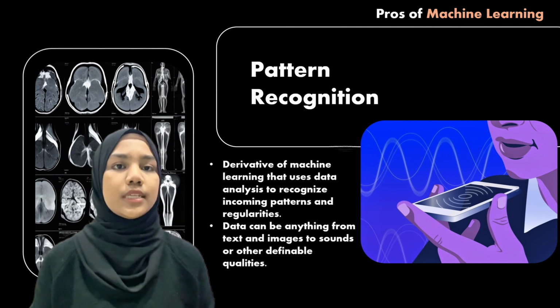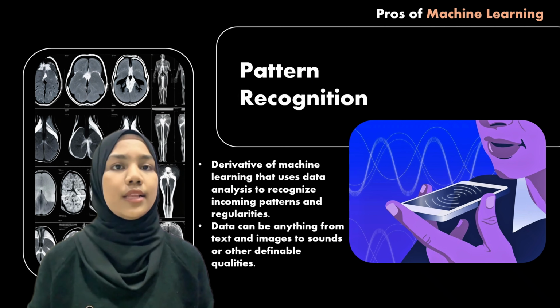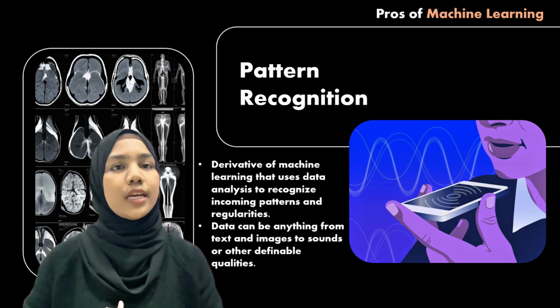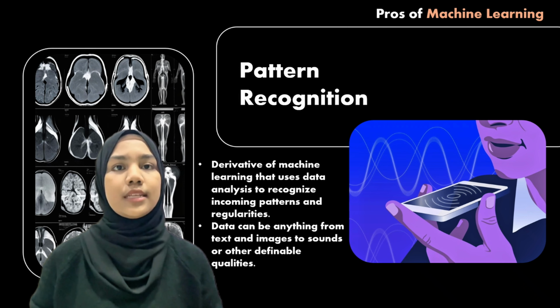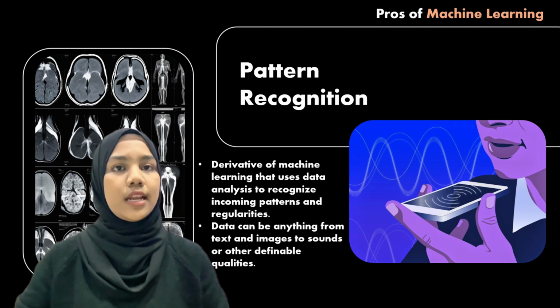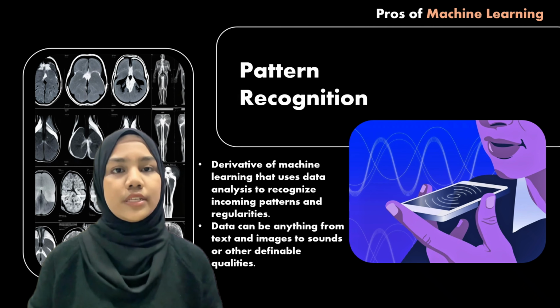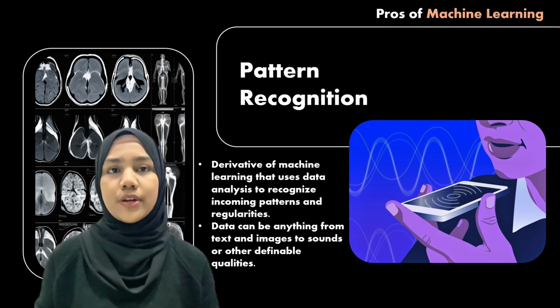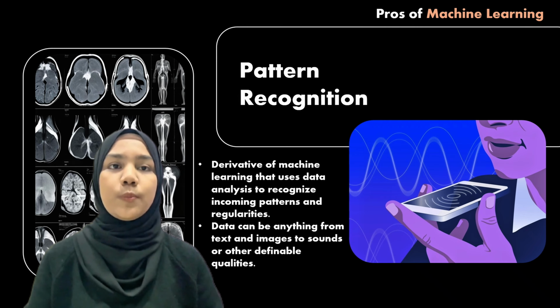And the third pro is pattern recognition. ML is excellent at spotting hidden patterns. For example, in medicine, it can analyze X-ray or MRI scans to detect disease earlier. In everyday life, it's used for facial recognition to unlock our phones, or voice recognition when we tell Siri or Google Assistant to play a song.